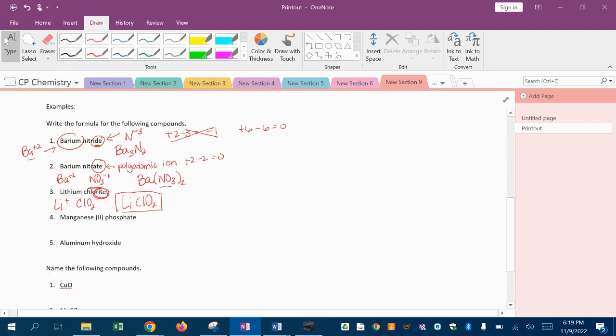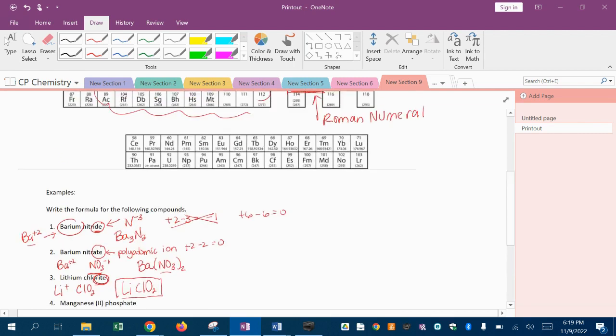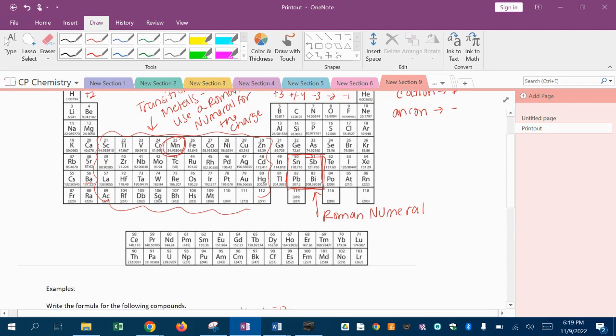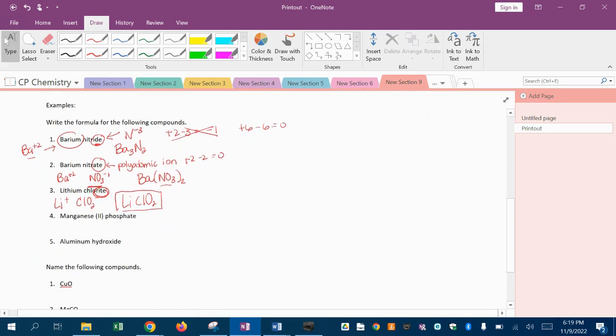Okay, so I would suggest that you try the next couple and then check back in with me. So this one has a Roman numeral of 2. That's because manganese, if I look at the periodic table, here's manganese right here. It's one of those transition metals. Remember, they're always going to have a Roman numeral with them, and the Roman numeral is always positive because it's a metal. So I have Mn +2.